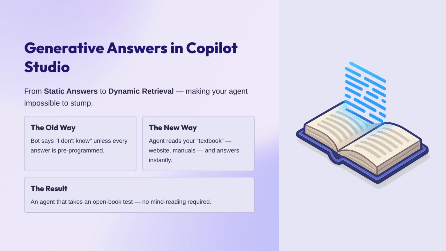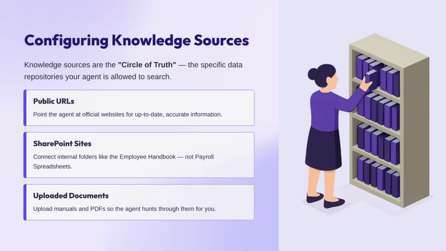So now that we have mastered the idea that our agent can take an open book test, you might be wondering where we actually hide the books for the agent to find. Well, that brings us right into our next step, which is configuring public and internal knowledge sources. This brings us to knowledge sources.